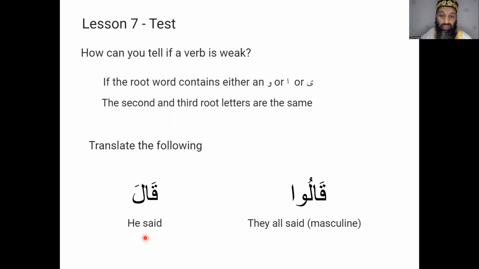So qala, he said, qalu, they all said. The waw and the alif signify plural. Imagine like muslimuna, yeah, the waw is there. Muslimuna is plural, isn't it? Yeah, muslimun, muslimuna. So just remember the u, many times it has the meaning of plural.